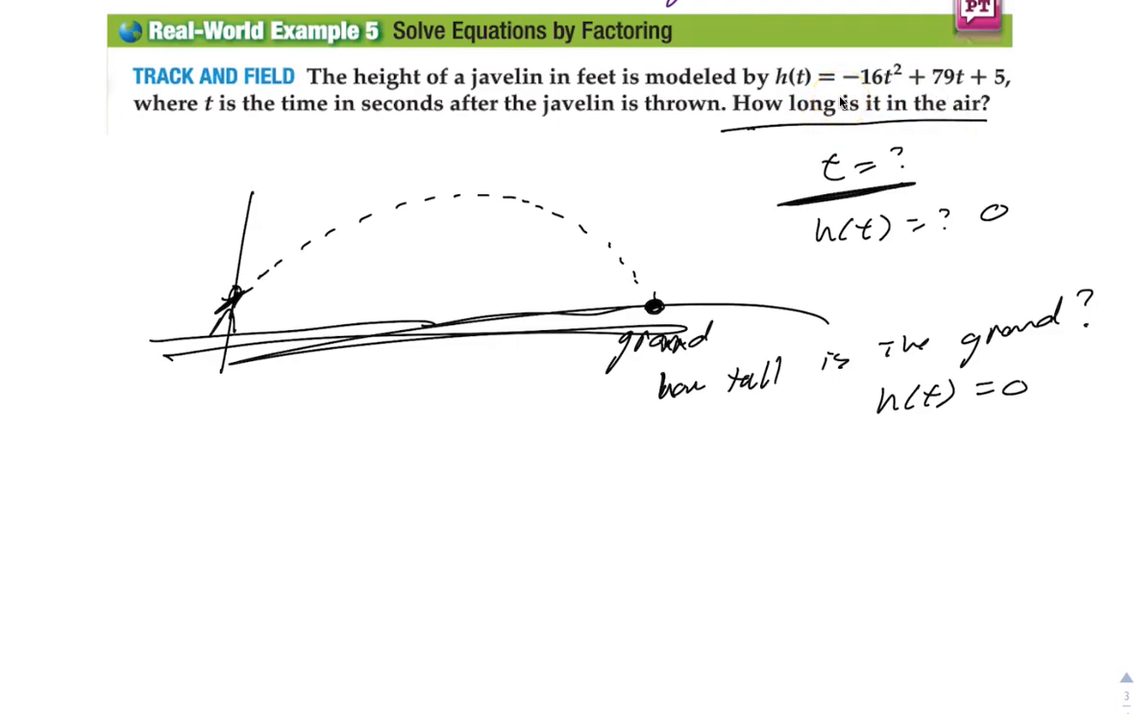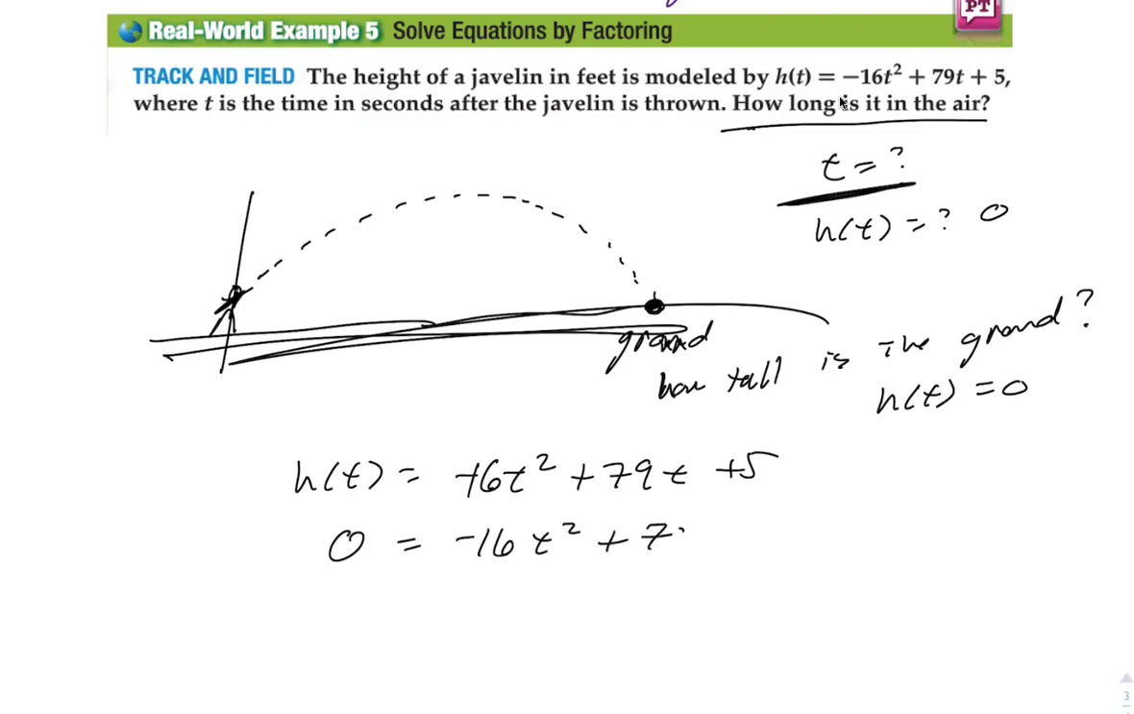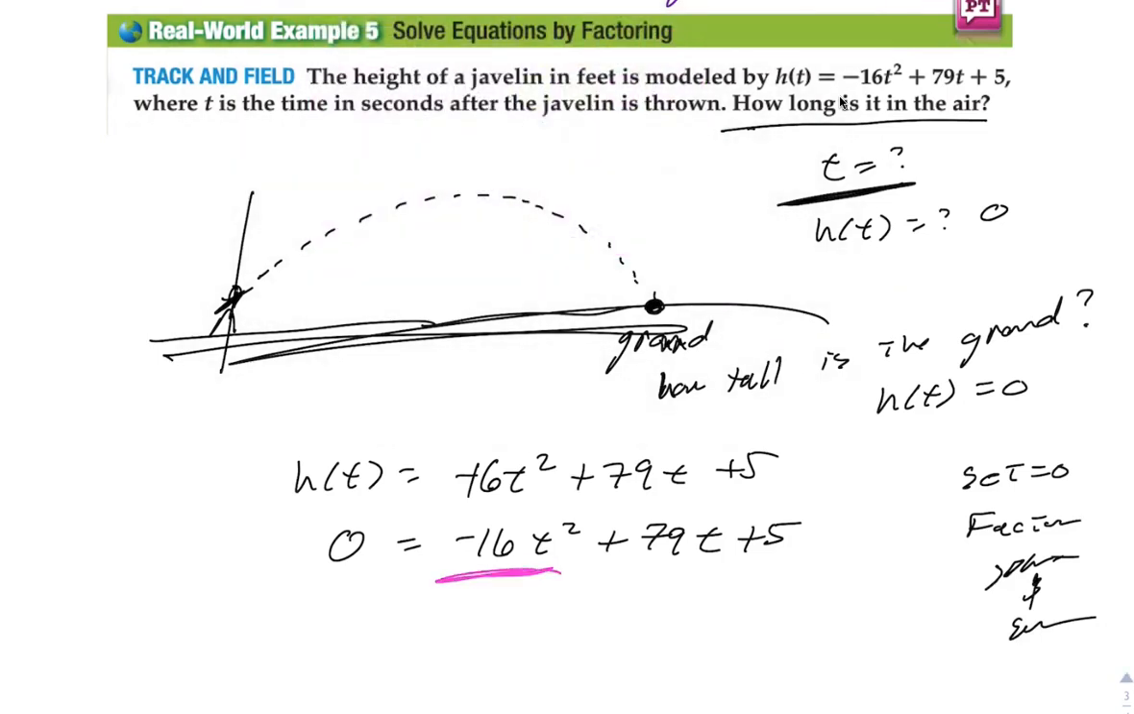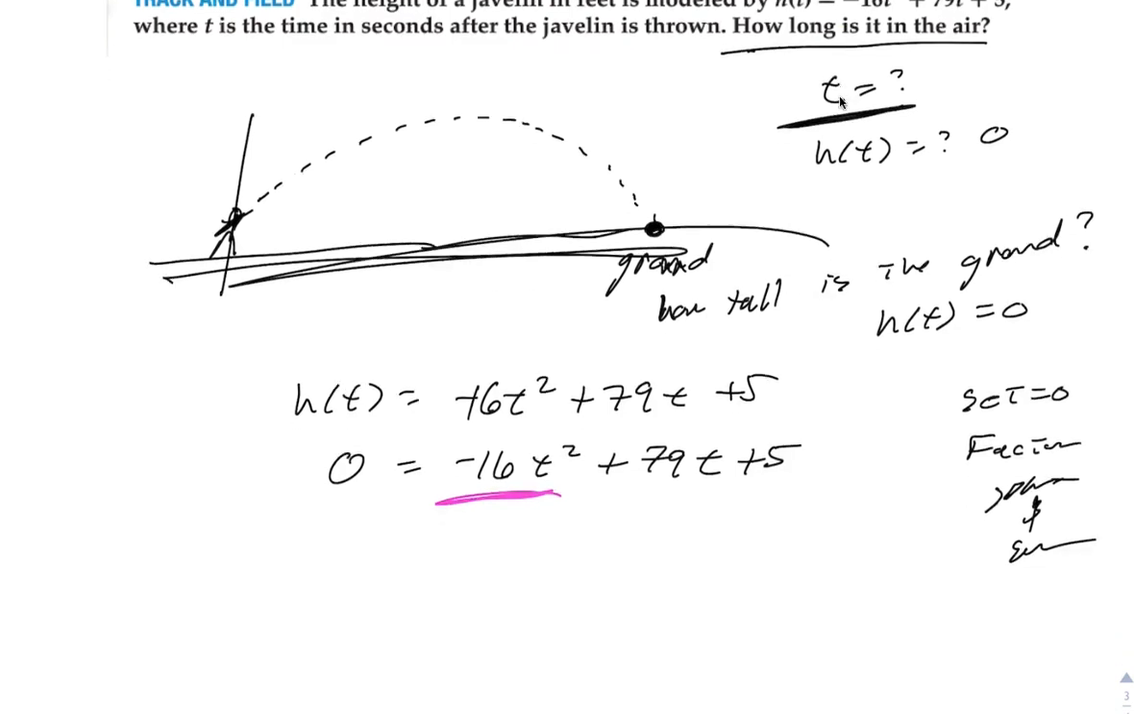So we're going to get our equation here. h of t equals negative 16t squared plus 79t plus 5. We're going to set it equal to 0. So I'm going to get negative 16t squared plus 79t plus 5 equals 0. So I've got to solve this. Remember what we did? We set equal to 0, we factor, and we split and solve. So first I've got to set equal to 0. Now, it's a personal thing. I don't like having my squared terms be negative. It's a thing I have.